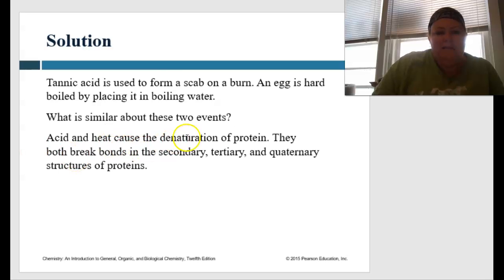Well, acid and heat cause the denaturing of a protein. They both break bonds in the secondary, tertiary, and quaternary structures of the protein. So tannic acid, that keyword is going to be acid, which is changing pH and what bonds we can break. The egg can be broken by the addition of heat. Right, good job.